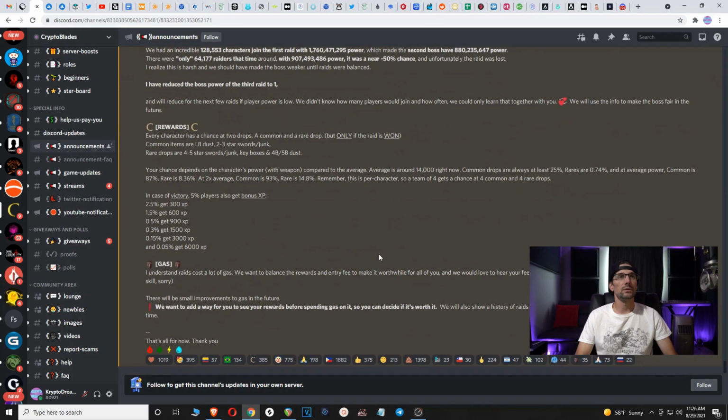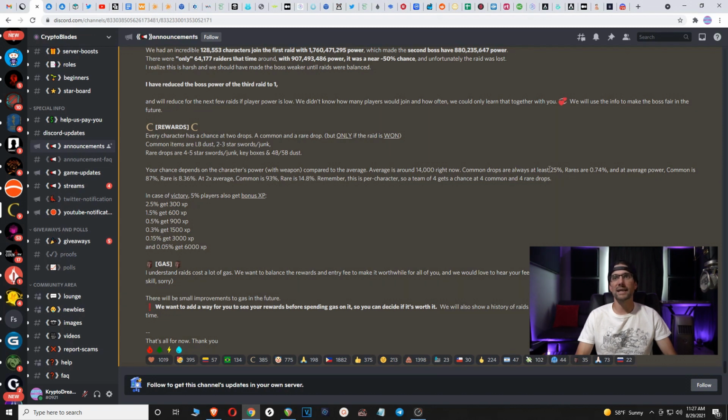Alrighty, so let's scroll down here. We're going to look at rewards. Every character has a chance at 2 drops, a common and a rare drop, but only if the raid is won. Common items are LB dust, 2 to 3 star swords, junk. Rare drops are 4 to 5 star swords, junk, key boxes, and 4B and 5B dust. Your chance depends on the character's power with weapon compared to the average. Average is around 14,000 right now.